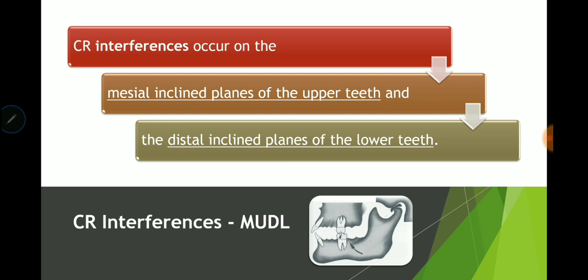So the CR interferences, they occur on what? This is very important. CR interferences occur on the mesial inclines of the upper teeth and the distal inclines of the lower teeth. That's where the CR interferences are. Make sure you remember that, okay? Mesial inclines of upper teeth, distal inclines of lower teeth.